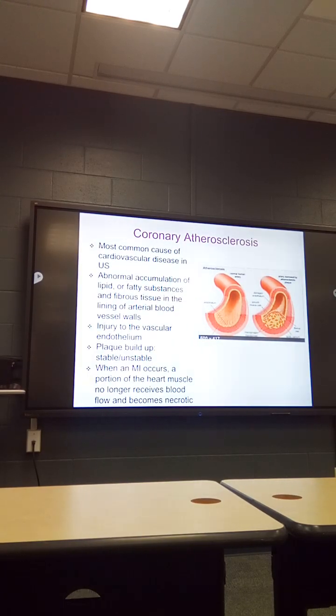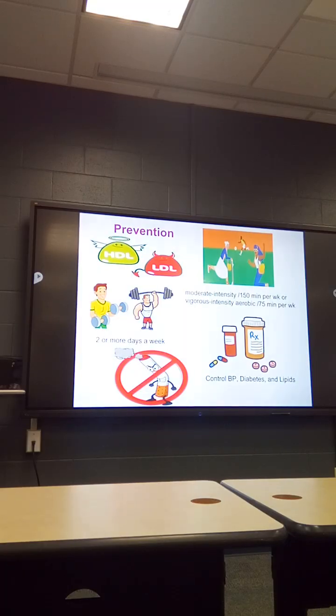An MI occurs when there's so much buildup that now blood supply is being blocked to the heart. And that's when they start having chest pain. So when someone has chest pain, they're starting to have increased lipids or increased plaque in their heart. We want to educate them on controlling their cholesterol, exercise, diet, manage their diabetes, manage their blood pressure, no smoking. So these shouldn't be a surprise for you, right?